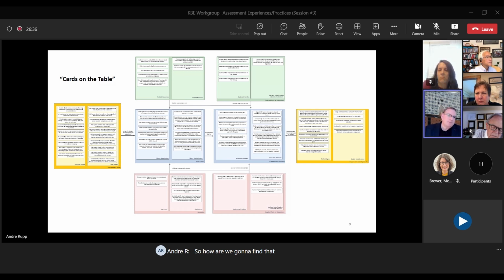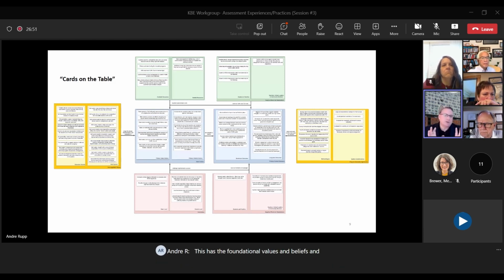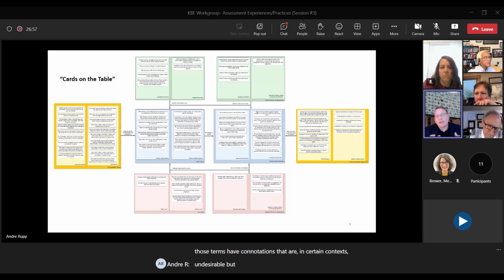And on the left-hand side, first I was going to do a different color, but then there were so many colors floating around. I was going to give that a yellow because it's also sort of a contextual factor. This is the foundational values and beliefs. And I know those terms have connotations that are in certain contexts undesirable, but I hope we can today just give ourselves the freedom to say, we hope that we know what that means, these underlying non-negotiables that we all, these statements that we write in order to describe situations where we get uncomfortable if these conditions aren't met or if the actions that we take aren't oriented toward those. Right, so that's the game board.